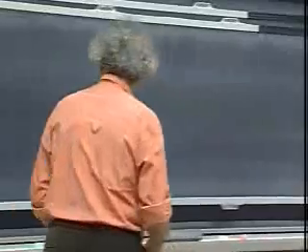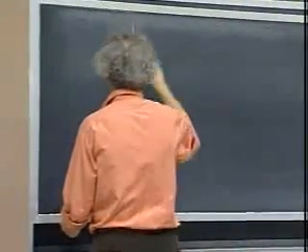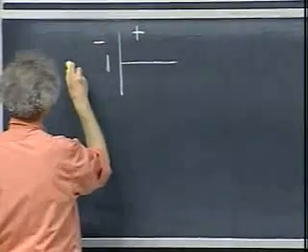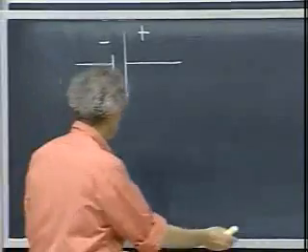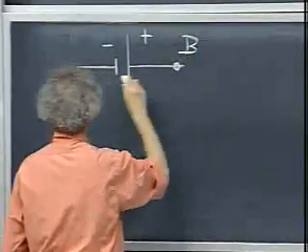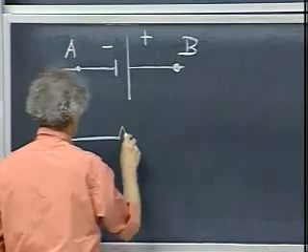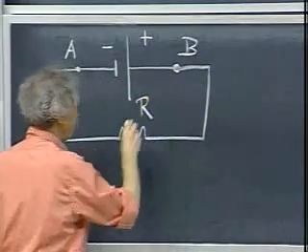The symbol for battery that we will be using in our circuits is this. This is the positive side, and this is the negative side. This is a symbol that symbolizes that we're dealing with a battery. So let this point be B, and let this point be A, and here we have a resistor R.